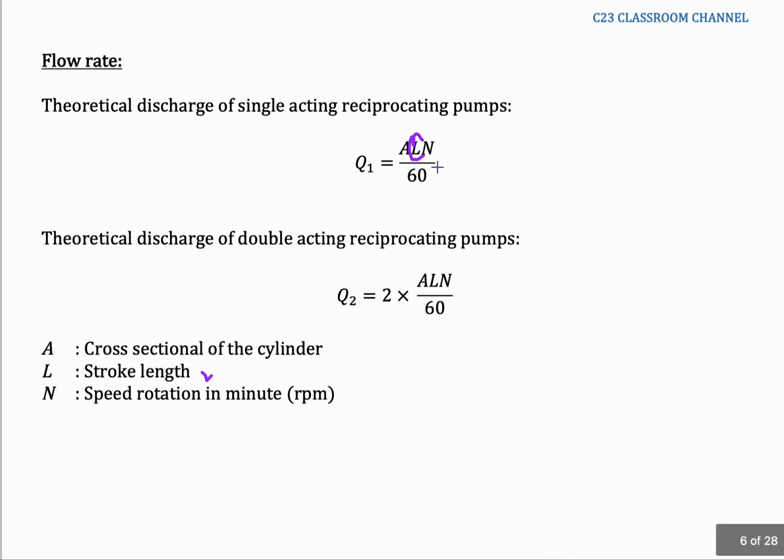And then we multiply with N. N here is the rotational speed in revolutions per minute, RPM. That's why we need to divide by 60 here, to get the units of flow rate as meter cube per second. If the rotational speed is in revolutions per second, RPS, please don't divide this value by 60.